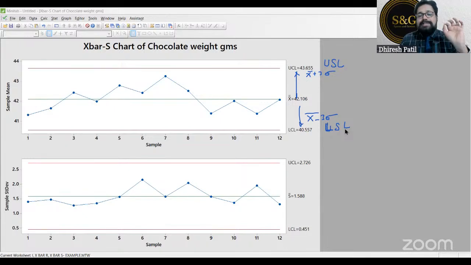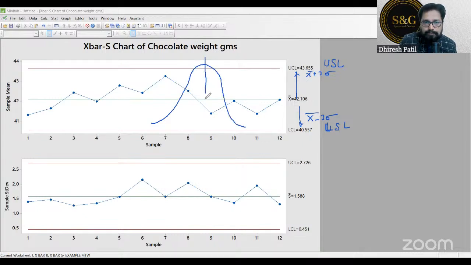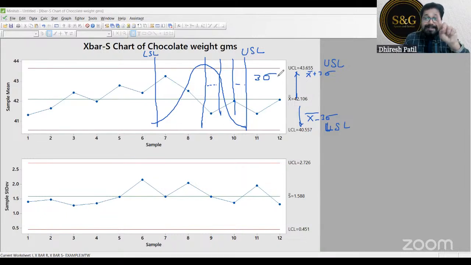Now, if any process is running between plus 3 and minus 3 standard deviation, let me draw a histogram over here. Imagine this is a histogram. This is the mean or the target. This is the upper and lower specification limit, just to answer the question. Now, if you are at, let's say, 1 sigma, 2 sigma, and 3 sigma, this process is called a 3 sigma process and not a 6 sigma process.